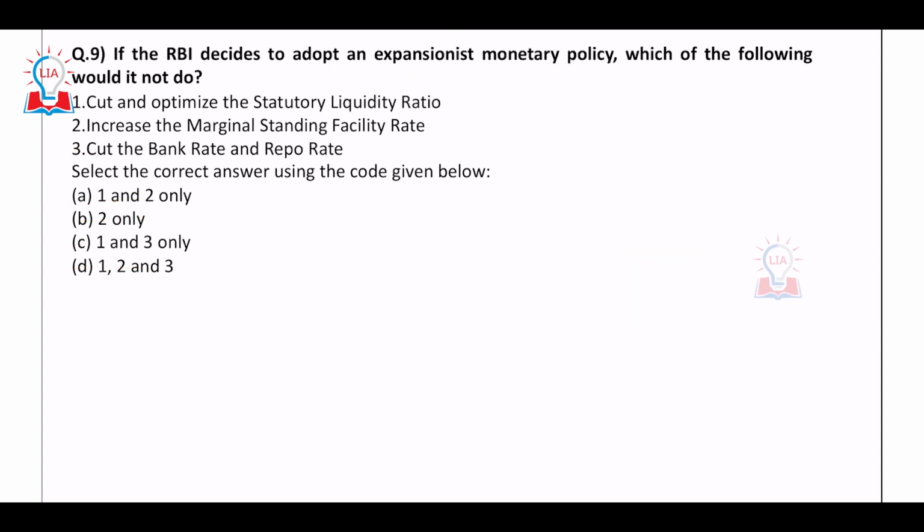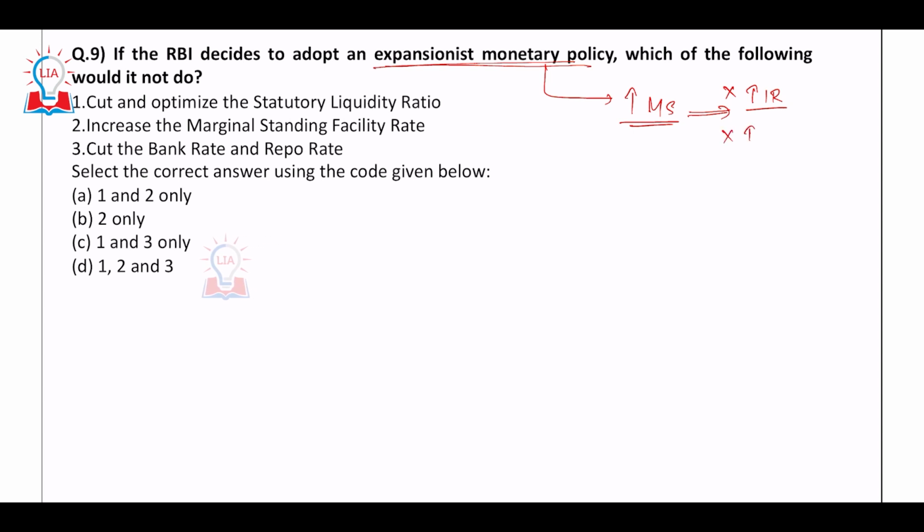Next, if RBI decides to adopt an expansionist monetary policy, this was a double negative question of sorts. So you want an expansionist monetary policy. So what is expansionist? Increase the money supply in the system, right? Which of the following would it not do? What is it not supposed to do? If you want to increase the money supply in the market, what are you not supposed to do? You're not supposed to increase the interest rate.